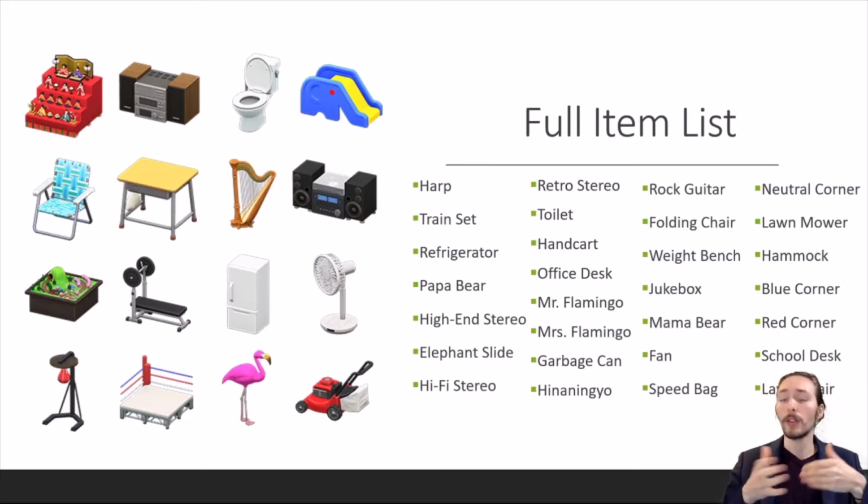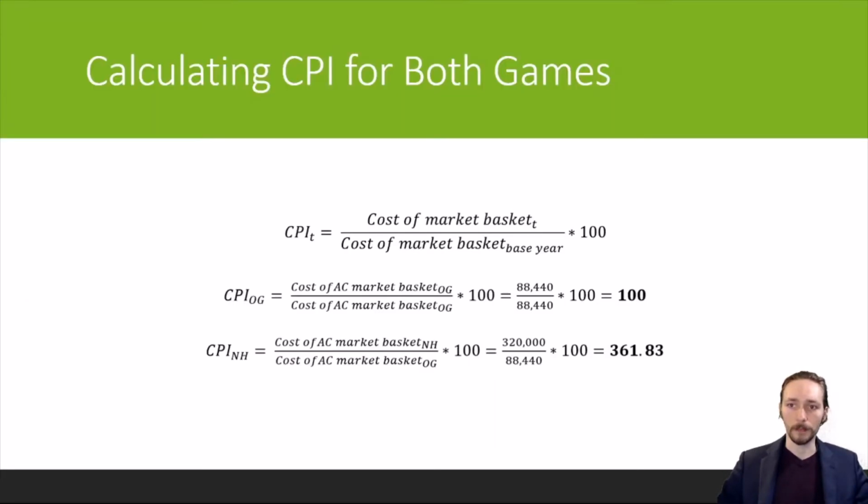You'll note that in New Horizons, with the advent of the crafting system, some items that were previously sold items became crafting-only items, and therefore not for sale. And so we have a limited list from which to work, but a list nonetheless that can give us the information we need. The Consumer Price Index as a tool is typically based on a sample of goods, not all goods anyway. And so let's go ahead and with these items calculate a Consumer Price Index for both games.